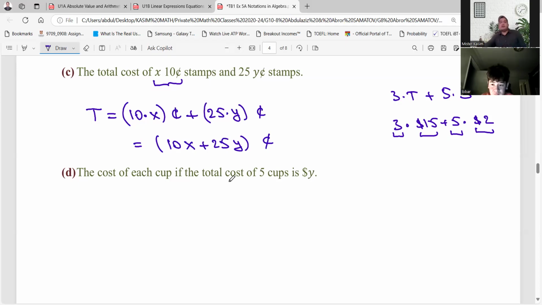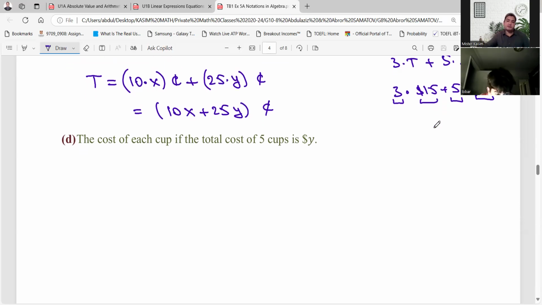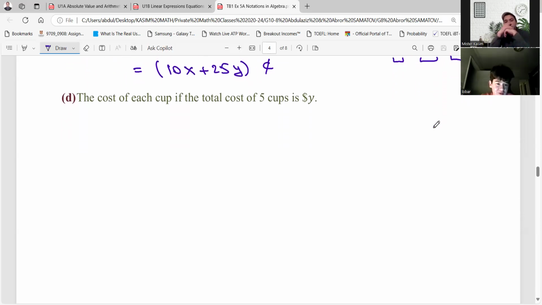The question D, first read it. The cost of each cup, if the total cost of 5 cups is y dollars. Suppose that you go to the shop and you buy 5 cups and you paid, let's say, $10. Now, if I ask you this question, Abror, what is the unit price of these cups? What is the price of 1 cup? $2, because 10 divided by 5 is 2, right?